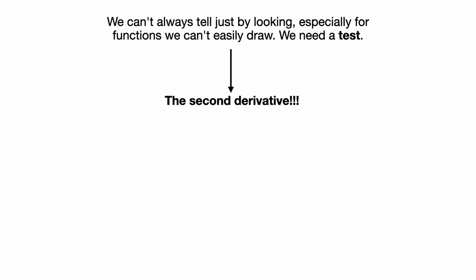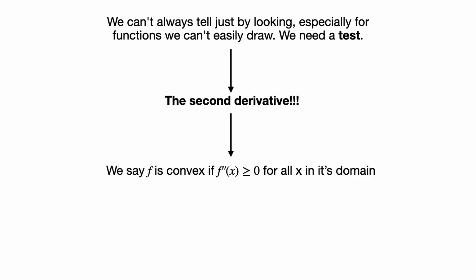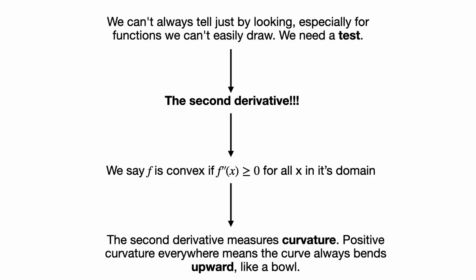We need a test. Enter the second derivative. We say f is convex if the second derivative of f is greater than or equal to 0 for all x in its domain. The second derivative measures curvature. Positive curvature everywhere means the curve always bends upward, like a bowl.